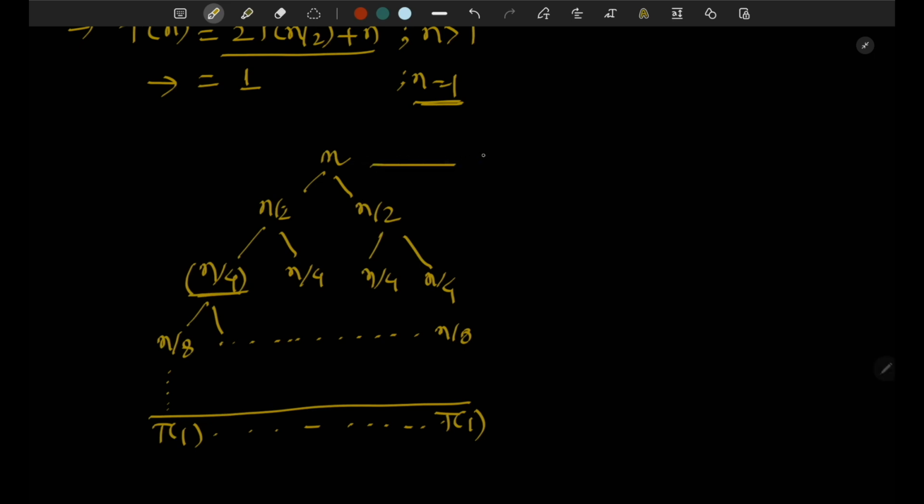So on this level we have done n work. At this level we are doing n by 2 but twice, so that again is n work. At this level we are doing n by 4, and that is 4 times, so that of course is n work. And likewise here as well we are doing n work, and here we are doing this n work as well. So we can see that at each and every level we are doing n work.